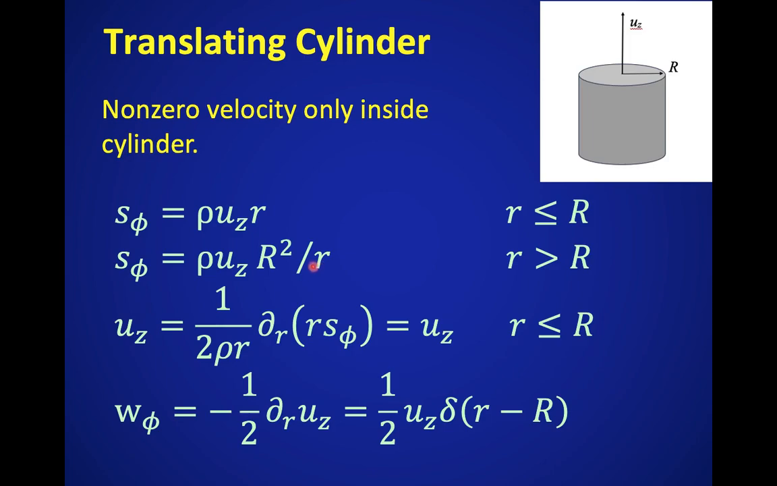All right, so then calculating the velocity inside the cylinder there, 1 over 2 rho, and then it's 1 over r d/dr of r s_phi. That gives you the correct velocity, u_z, along the z direction. It's constant. And angular velocity is 0 inside, and then there's a delta function at the edge where the velocity goes from 0 to u_z.